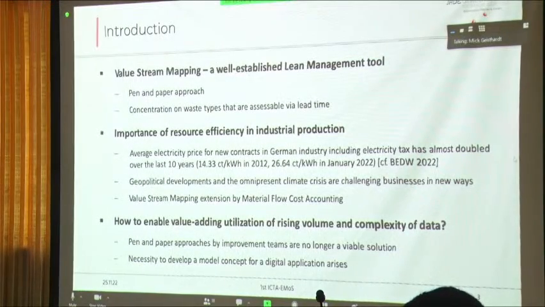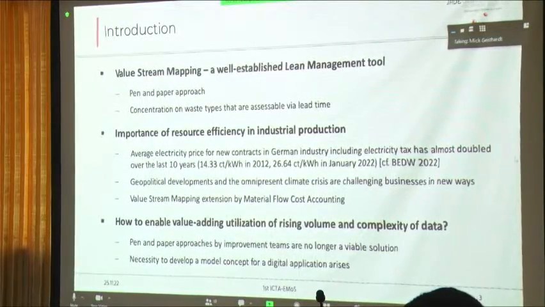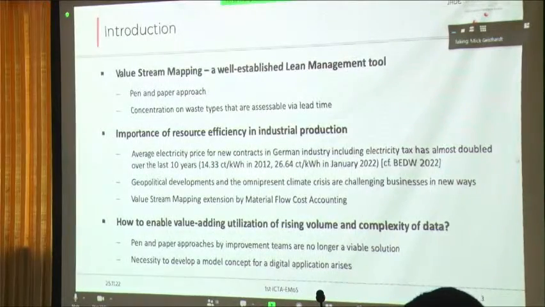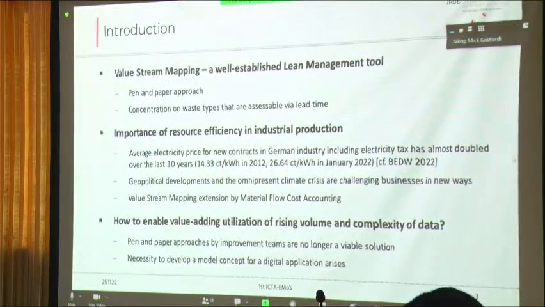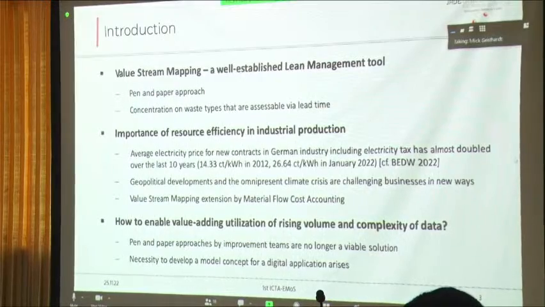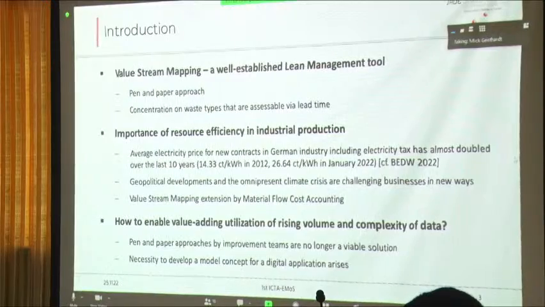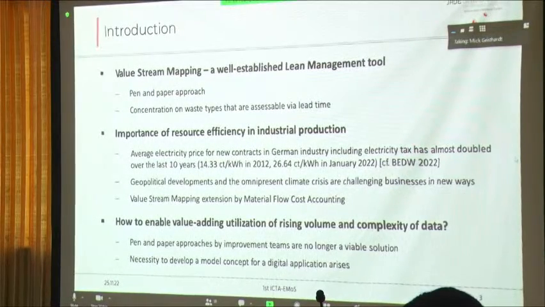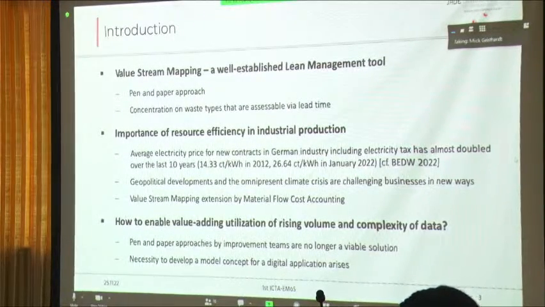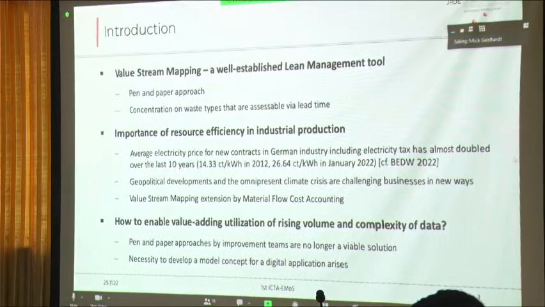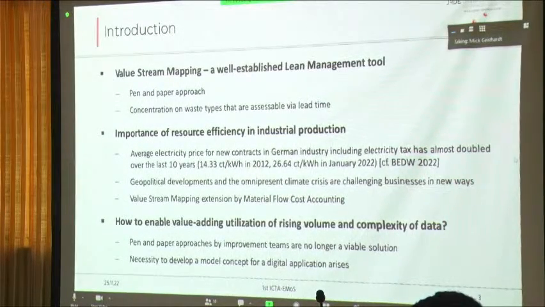Therefore, in former research of ours, we extended value stream mapping by the concept of material flow cost accounting, to enable that energy and material based waste can be considered. Now we have the huge complexity of data with digitization and automation of industrial production, and we asked how will e-management work in 5 years?